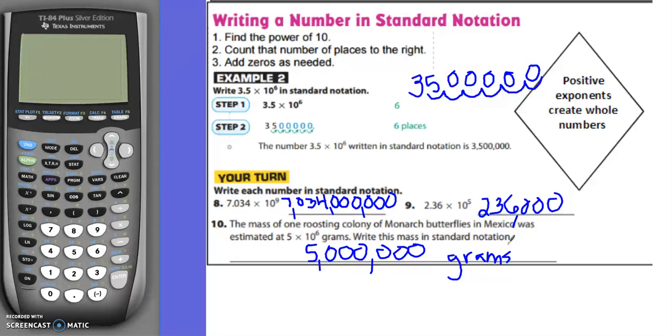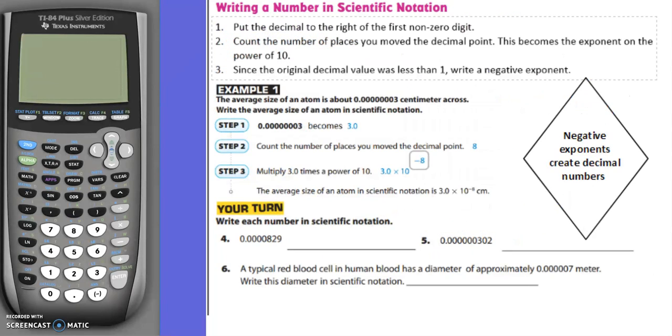Okay, so this front side we did positive exponents, and they were all whole numbers. Now on the back side, we're going to talk about negative exponents. The negative exponents are going to be less than 0. So put the decimal to the right of the first non-zero digit. Count the number of places you moved the decimal point. This becomes the exponent on the power of 10. Since the original decimal value was less than 1, write a negative exponent.